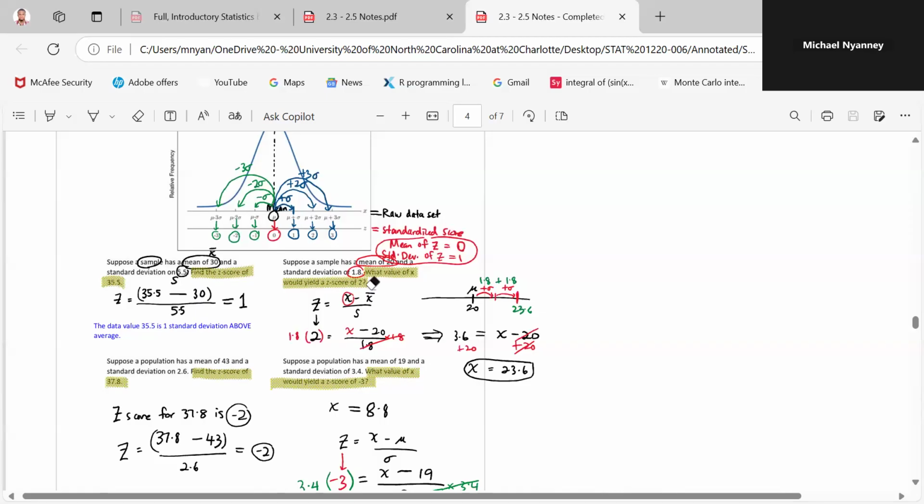Okay. Now you want to find, suppose a sample has a mean of 20 and a standard deviation of 1.8. What value of S would yield a z-score of 2? So now we have been given what? Z-score of 2. So we want to know, okay, since z is a positive 2, then we have to go 2 standard deviations to get to what? Our S.